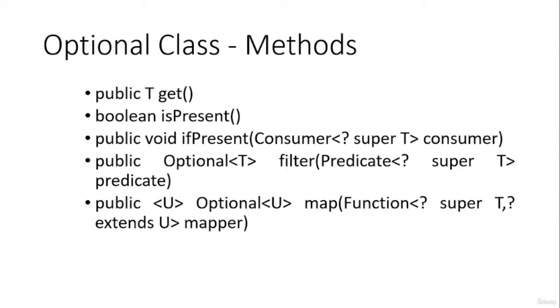The next method is ifPresent, which will evaluate a particular consumer. We will discuss this when we go to the functional programming aspects. Once you are done with functional programming in Java, you will be able to understand the next set of methods like map, filter, stream. All these methods are used to implement the functional programming aspects in Java.